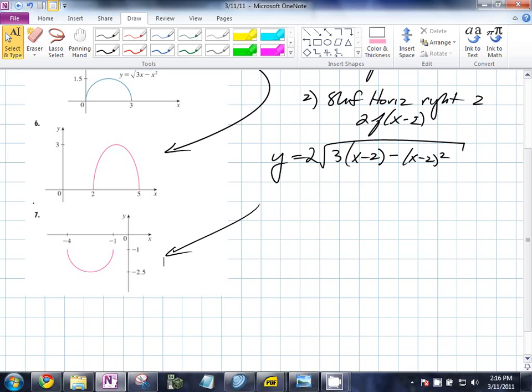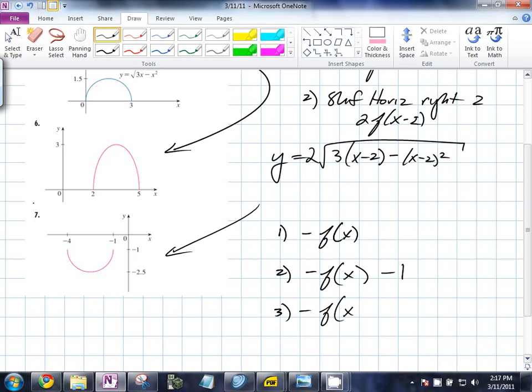So that means it's 3 things. And this is what I want you to do. I want you to do flipping first. So what's the first step going to be? Negative f of x. What's the second going to be? Down 1. And then we'll shift it, so plus 4. Right? Now how can we test this?